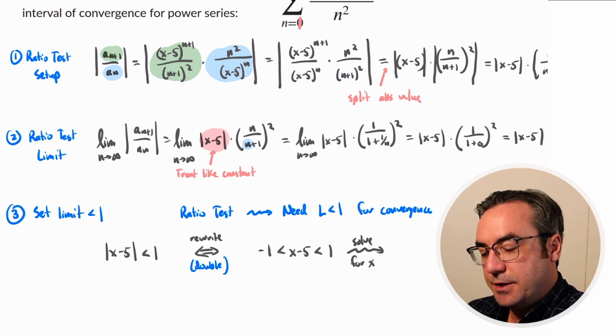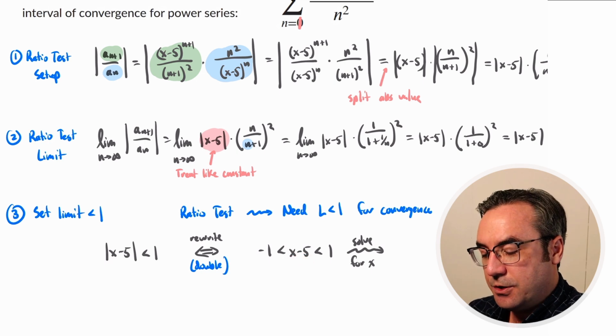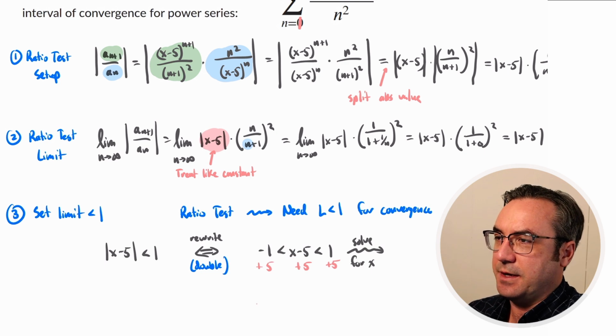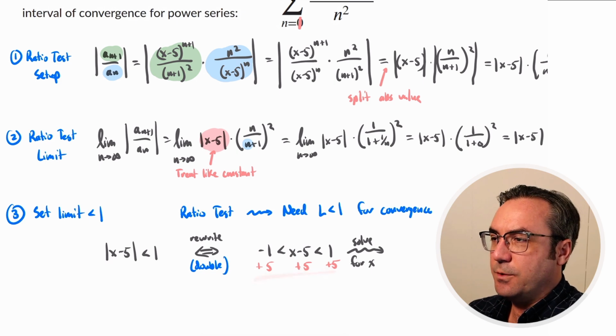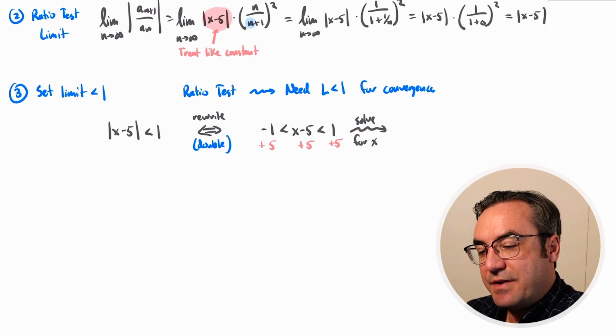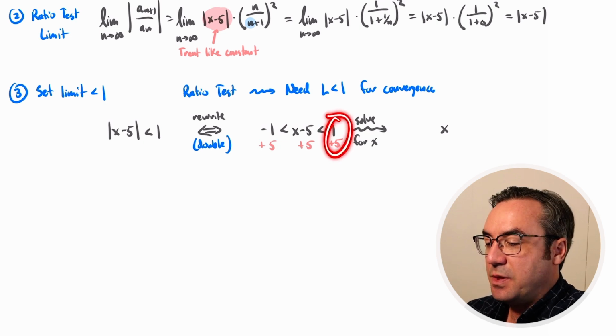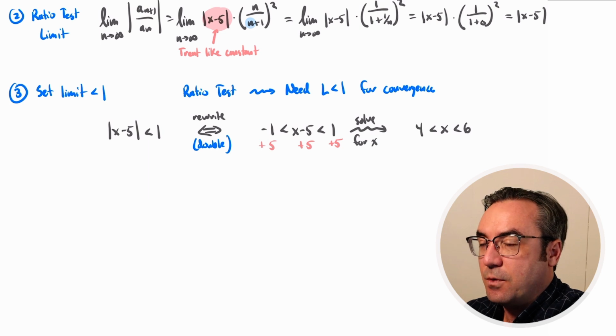All right, so what are we going to do? Well, we want to get x all by itself there in the middle. Right now we have x minus 5. What are we going to do? We're going to add 5 to all three sides of this inequality. All right, so what do we get after we do that? Well, we're going to have x all by itself in the middle. Then 5 plus 1 is going to be 6, and negative 1 plus 5 is going to be 4.